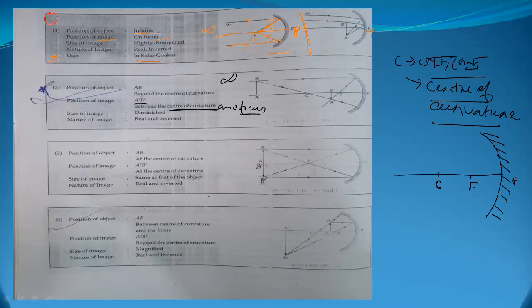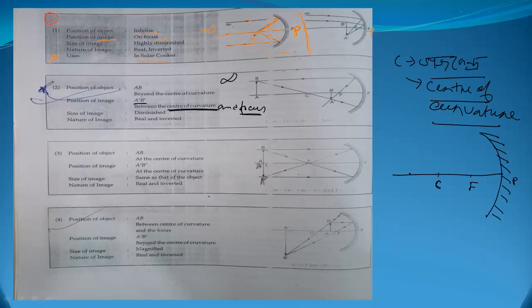If you take the measurement correctly, then it will be formed in correct position. But if you don't take the measurement correctly, then your ray diagram will be wrong. Clear all of you? Yes, sir.